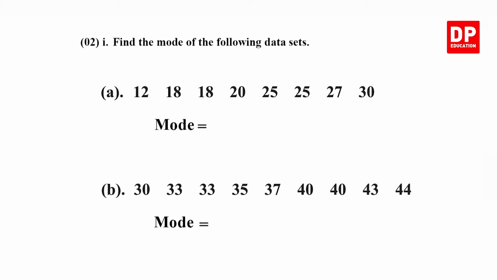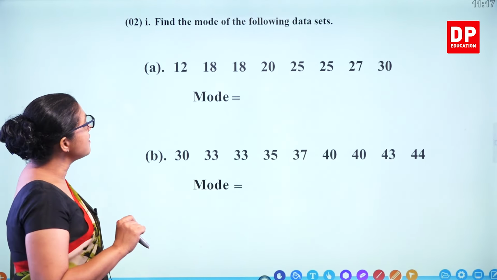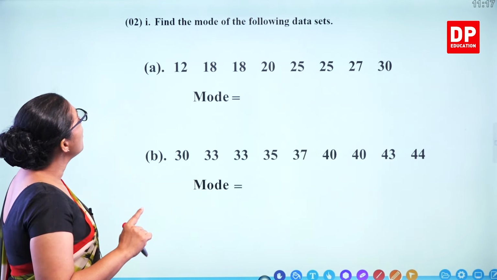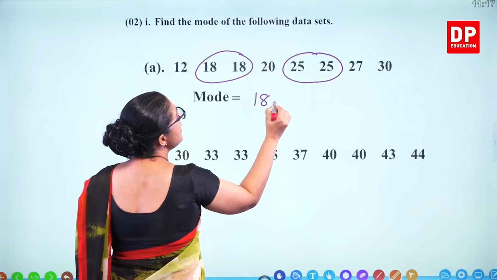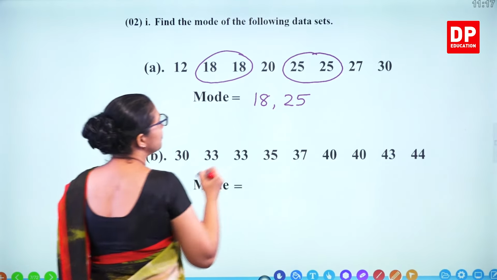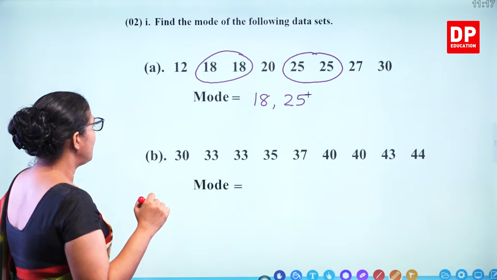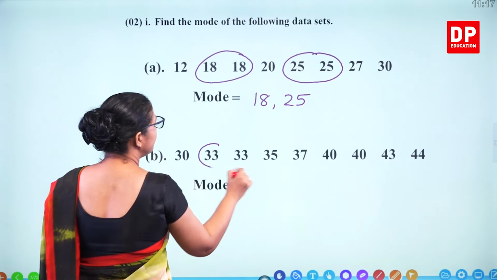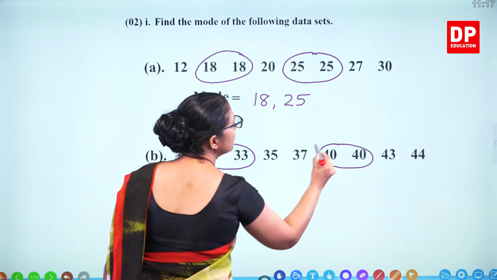Find the mode of the following data sets. All these are arranged in increasing order. 12 once, 18 twice, 25 twice. So that means 18 and 25. You can write 18 or 25. Bimodal. In this data set, 33 twice and 40 twice. So you have to write both 33 and 40.